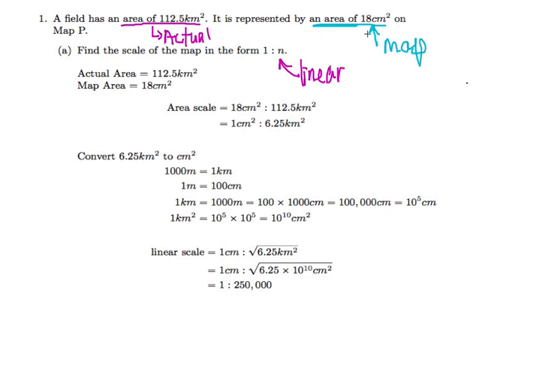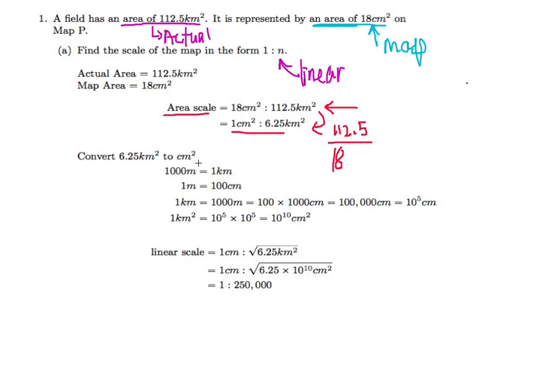So what you do first is put down what is given here, the map and the actual one. You can write it in this way, which is the area scale, 18 and 112.5. And what you get is 1 is to 6.25. So you simply take 112.5 divided by 18.